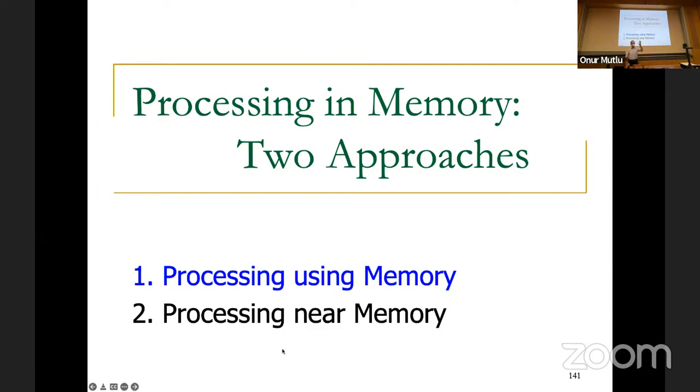Today, what we have is a processor and a memory. They're far away from each other, right? Processing near memory essentially means putting the processor closer to memory, such that at some point, it's potentially immersed inside the memory chip.